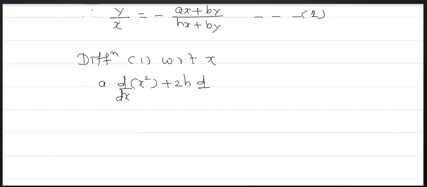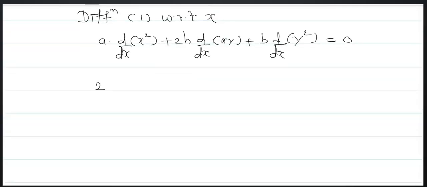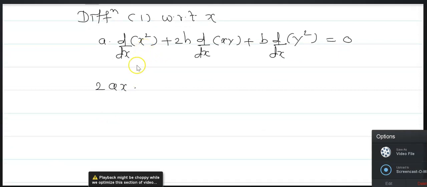That is d/dx of ax² plus 2h times d/dx of xy plus b times d/dx of y², and that equals 0. Now what is the derivative of x²? The derivative of x² is 2x, that is 2ax. Plus 2h. What is the derivative of xy? Derivative of x is 1 into y, plus x into the derivative of y, which is dy/dx, and the derivative of y² is 2y into dy/dx.